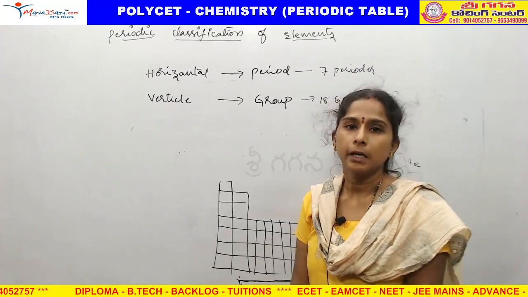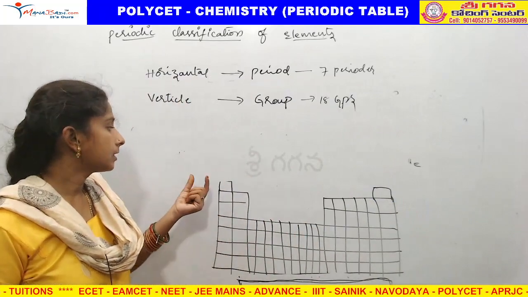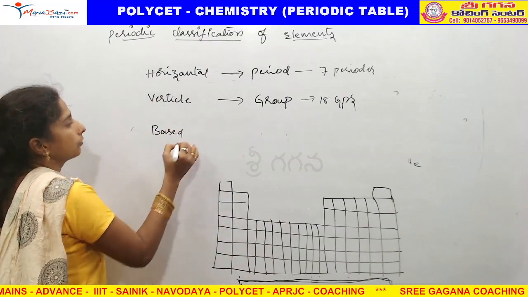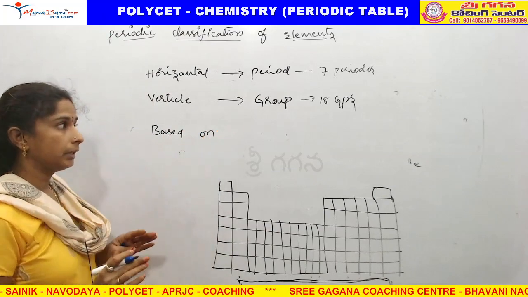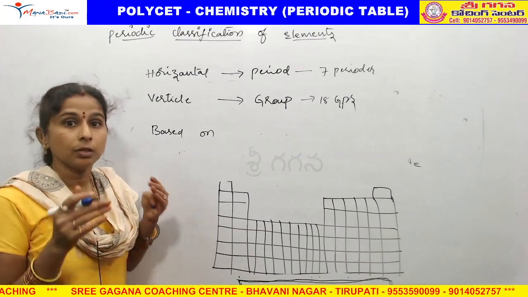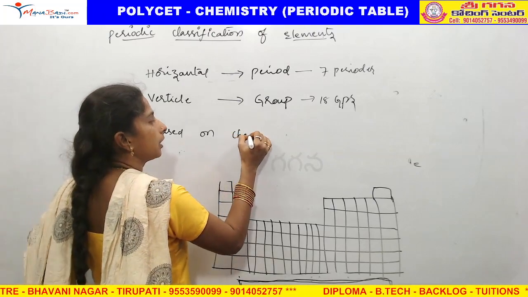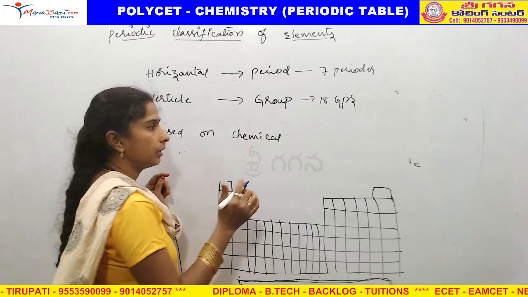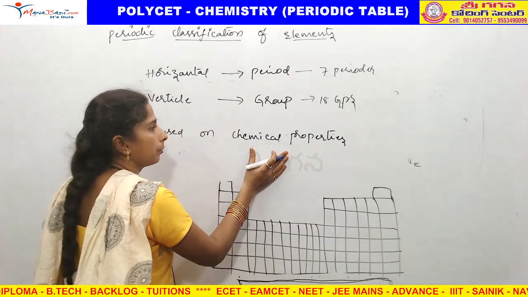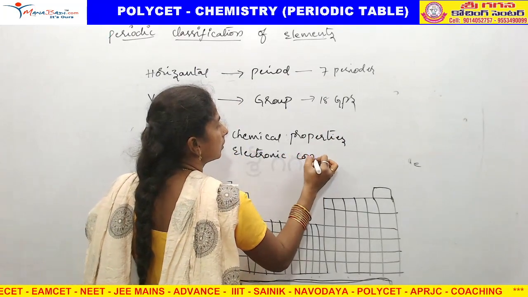So 7 periods and 18 groups are present in the modern periodic table. And the success of this periodic table is based on electronic configuration. We already discussed that Moseley arranged the elements in increasing order of atomic number. Not only that, he arranged the elements based on their chemical properties, meaning the reactivity nature also he observed, and a very important thing is electronic configuration.